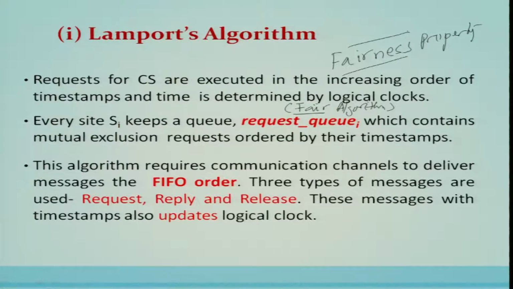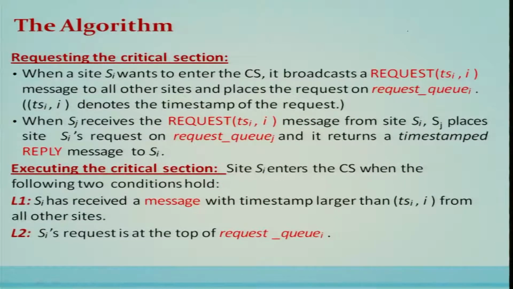There are three types of messages used in this algorithm: the request message, the reply message, and the release message. These messages with timestamps also update the logical clock, as we will see in the algorithm. So, Lamport's algorithm is a non-token based approach for designing distributed mutual exclusion.